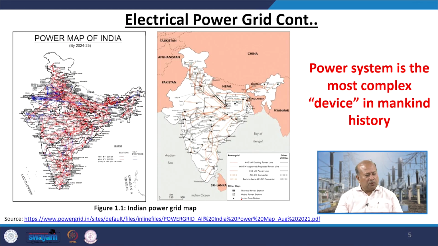Now, as you all know, the electrical power grid is one of the most complex power systems that mankind in its history has realized. As you could see in the power map of India, it is almost like a mesh net. Almost every corner of the villages is integrated with the master transmission and distribution systems.